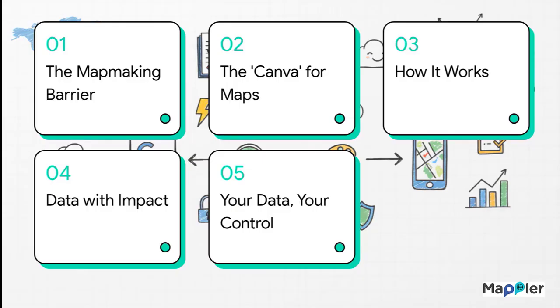All right, so here's what's on deck. First up, we're going to talk about the big hurdle that's always stood in the way of making maps. Then we'll get into this amazing idea of a Canva for maps and actually see how it works. After that, we'll look at some real-world examples of its impact. And finally, and this is super important, we'll talk about how you keep total control over your own data.